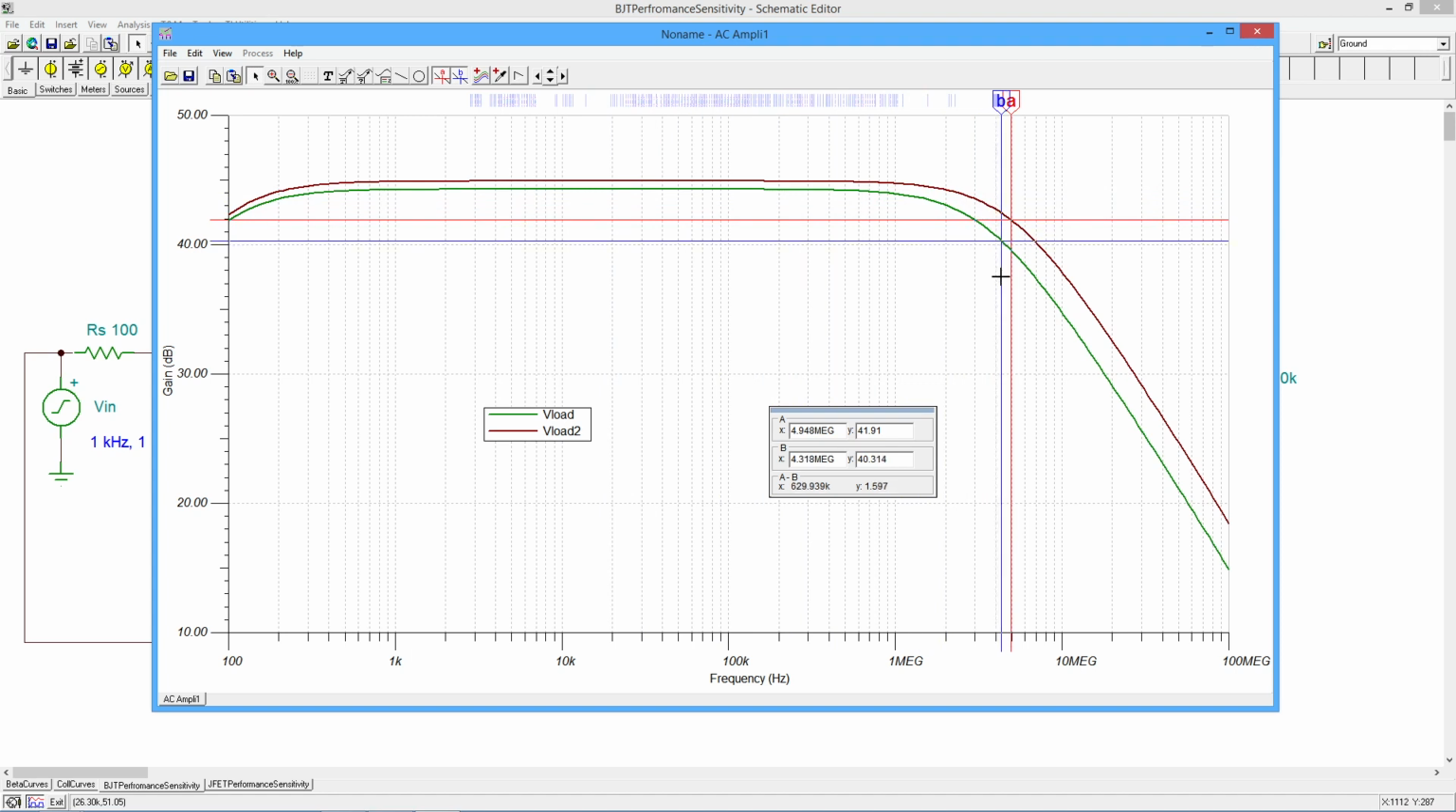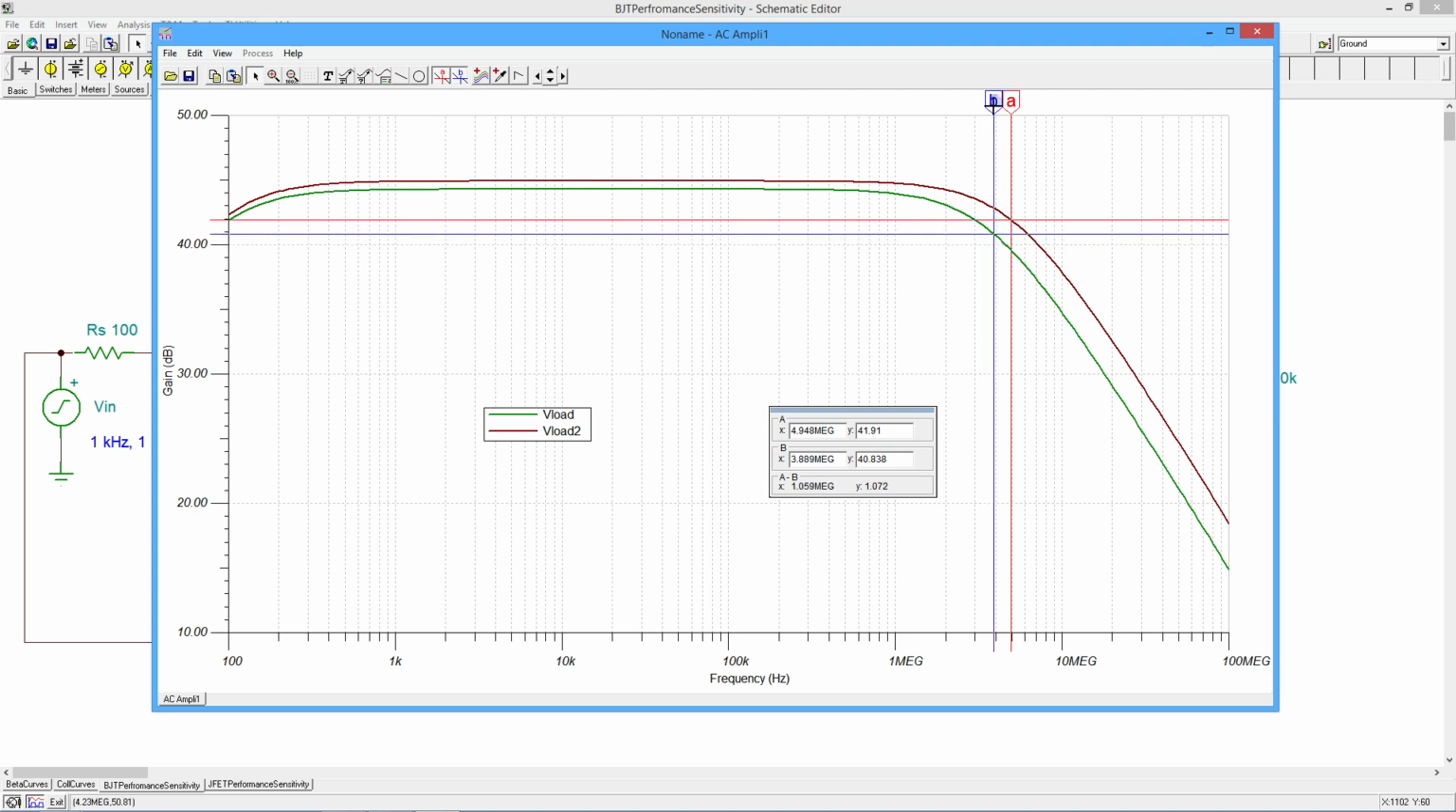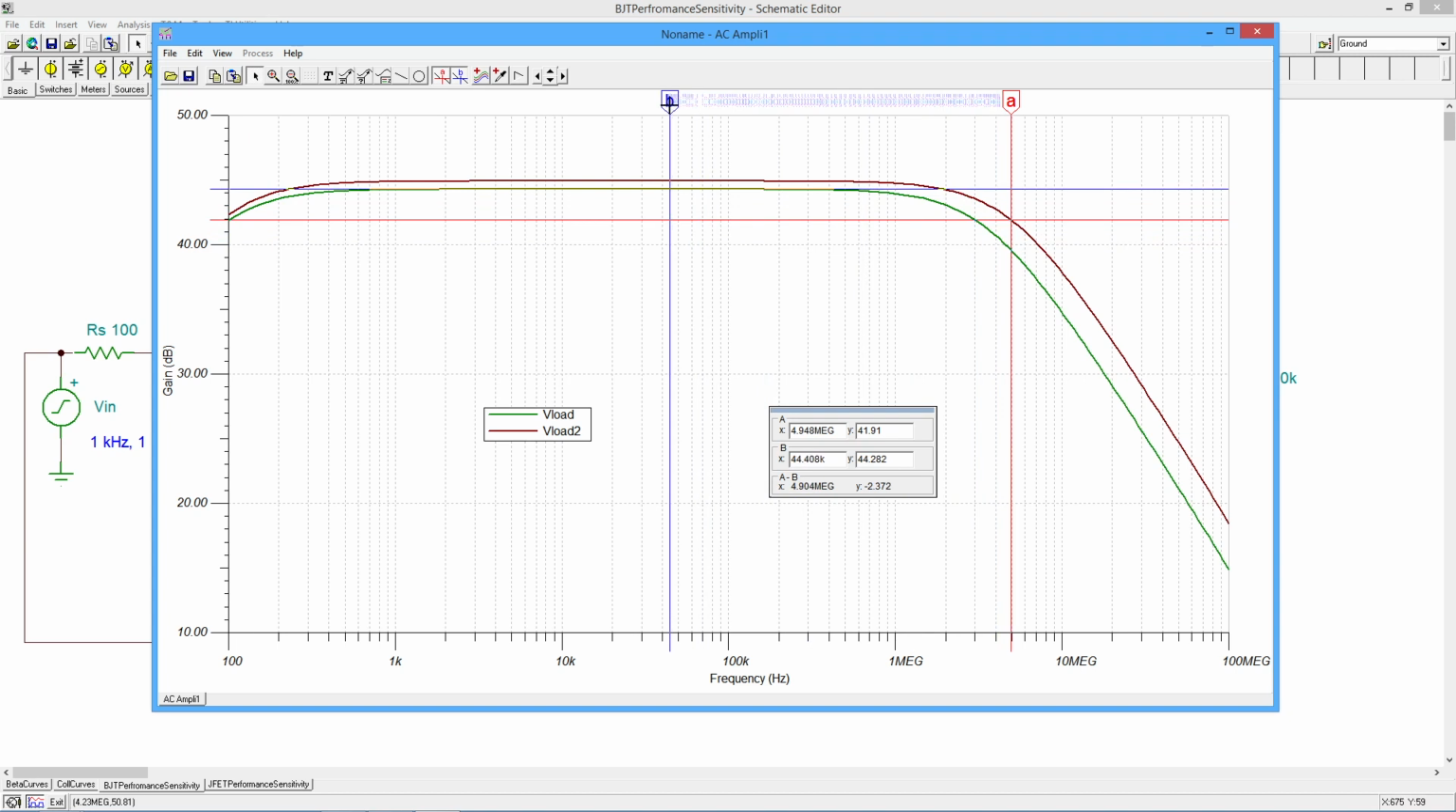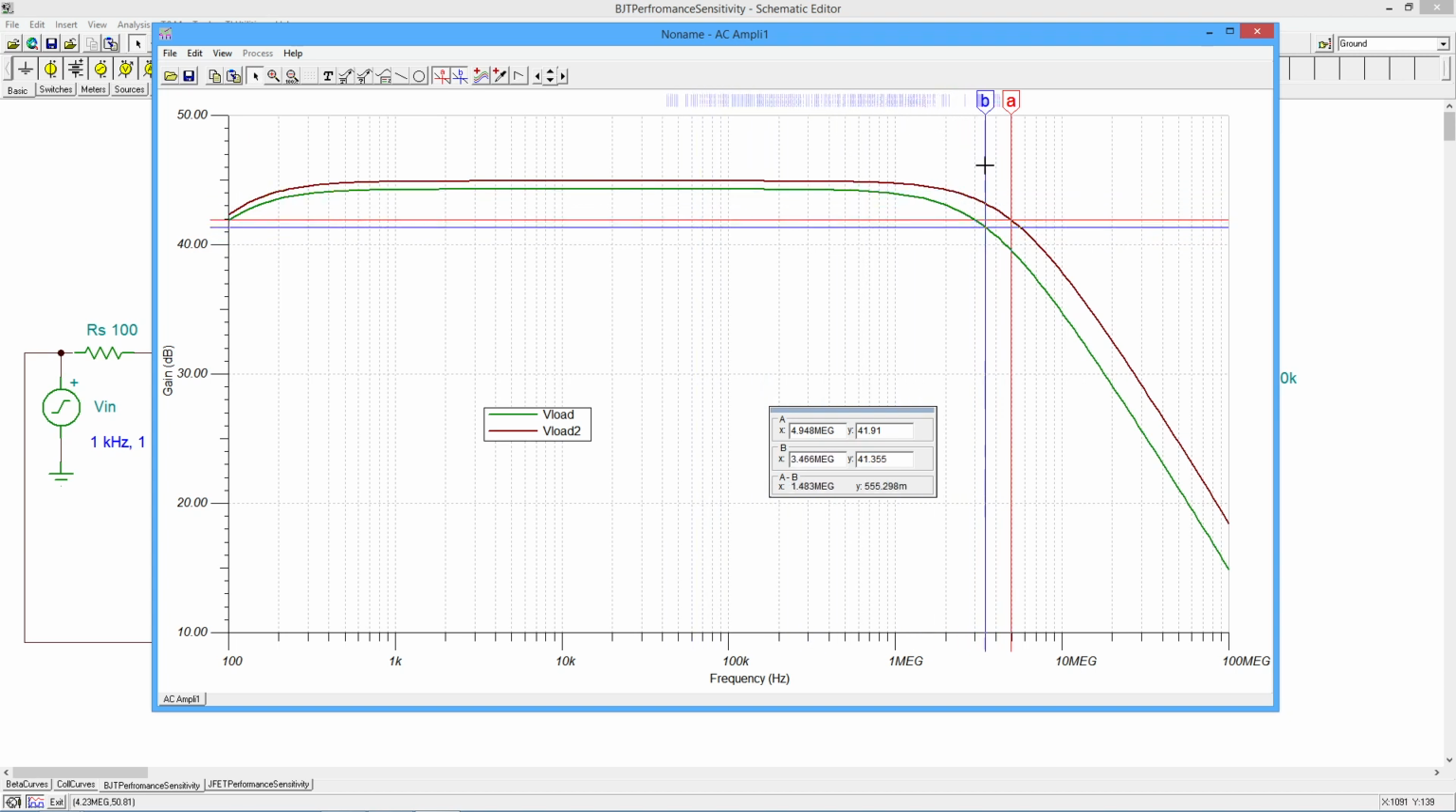40.3 is right about there. Okay, so on this one, we're getting about 4.3 megahertz instead of about 5 megahertz. So we're definitely a little bit shy in terms of, oh, wait a minute. Did I? Yeah, I went a little too far there. My bad, that's 41.3, not 40.3.